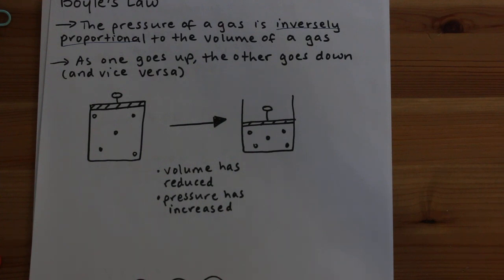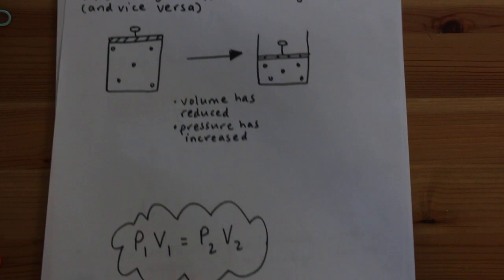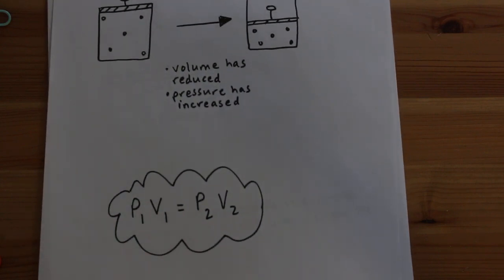So in terms of an equation, we write Boyle's law this way: P1 multiplied by V1 equals P2 multiplied by V2. What this means is that if we take our initial pressure and multiply it by our initial volume, it will equal our final pressure multiplied by the final volume.